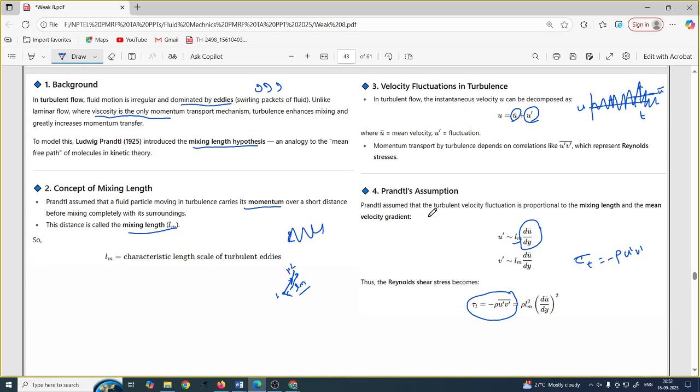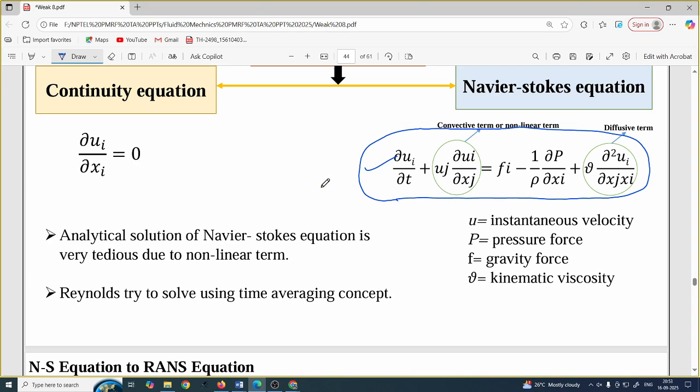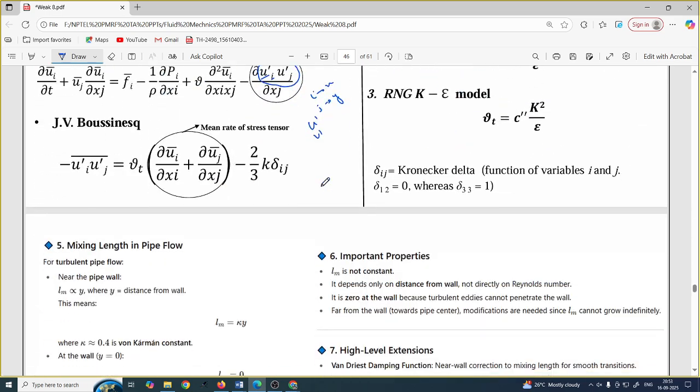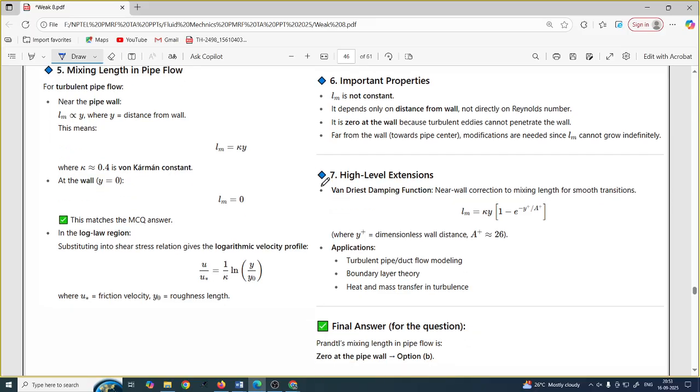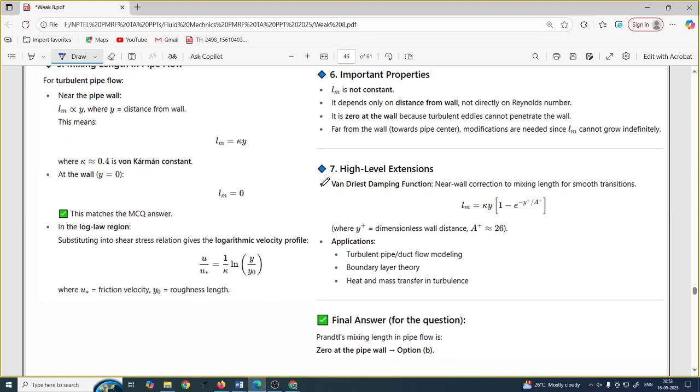So this was the main reason. Here you can see there is u dash and v dash. u dash and v dash you can very easily calculate if you know the mixing length. So these were the concepts behind the mixing length. Okay.